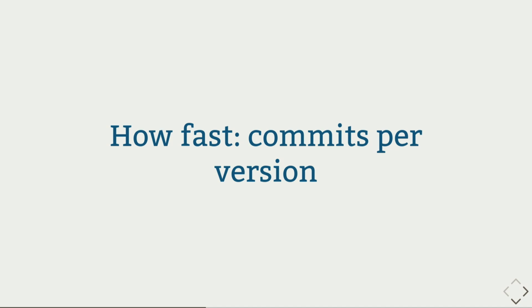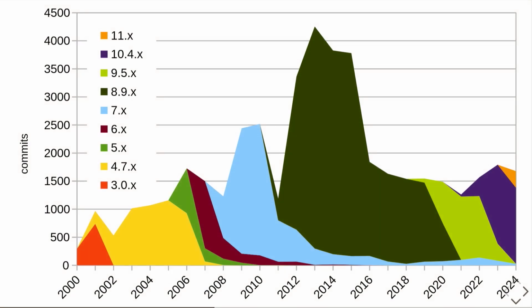We can also look at the version of the commits per version. And this is based on trying to subtract the commits from different versions with each other. And it's around 1,500 commits per version per year, except of Drupal 8.9, that is that big peak in the middle. But apart from that, it's around 1,500 commits per year.